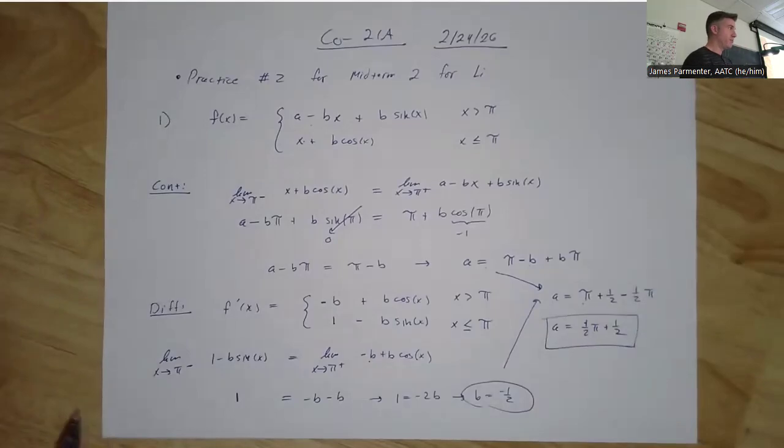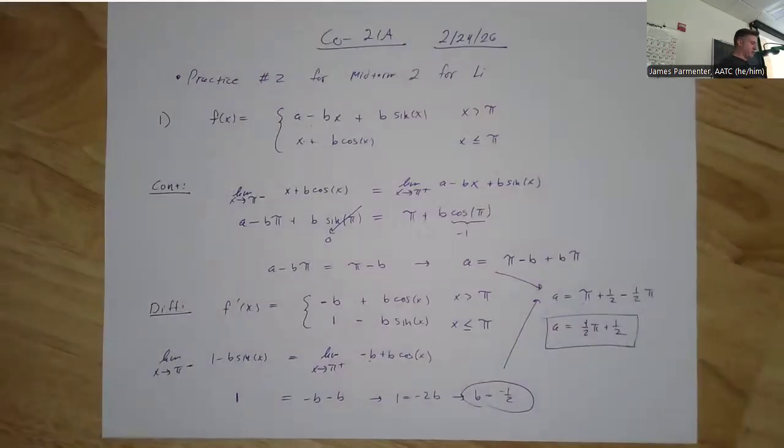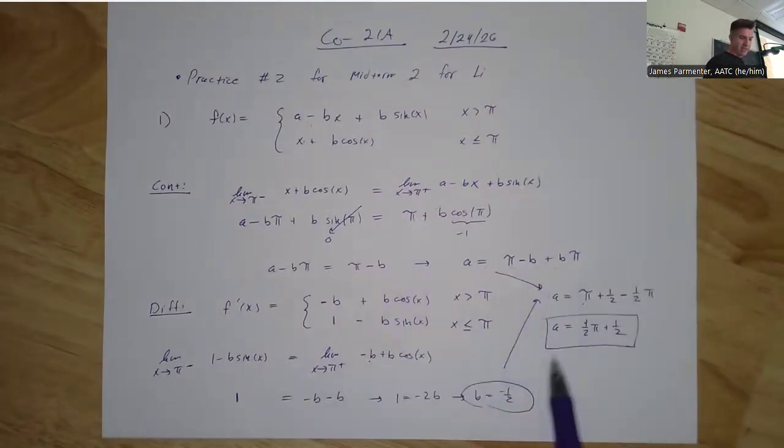That's it. That's all they asked us to do. So again, important to make sure you read the question. Find all values of a and b that make the following function differentiable everywhere. Those are the only ones. B had to be negative 1 half. A had to equal pi minus b plus b times pi. So a had to be 1 half pi plus 1.